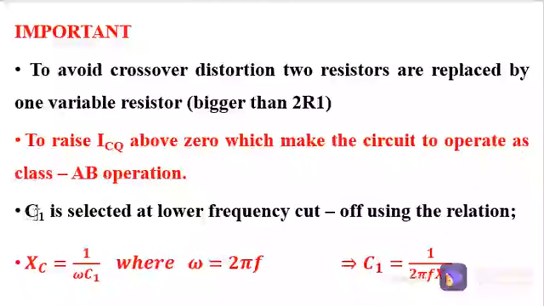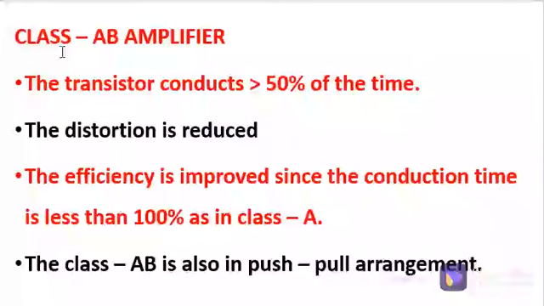And also the capacitor C1 that I said is used for blocking the DC component and isolating transistor 1 and transistor 2. It is selected at the lower cutoff frequency, and we use this relation to select it. XC, which is the capacitive reactance, is equal to 1 over omega C1, where omega is 2 pi F, so that if we make C1 the subject, it is equal to 1 over 2 pi F XC, where F is the frequency and XC is the capacitive reactance. Then that is all about class B.